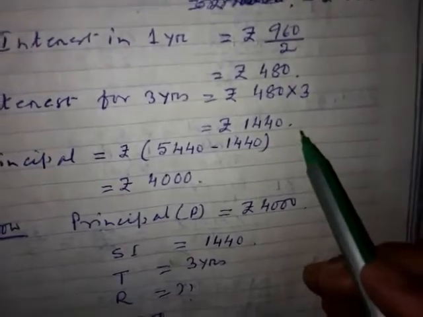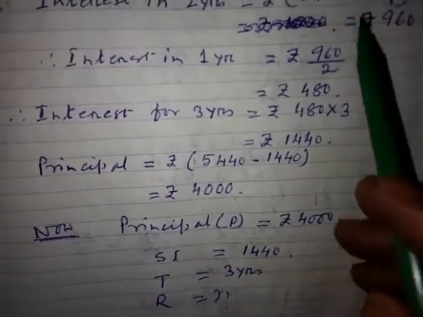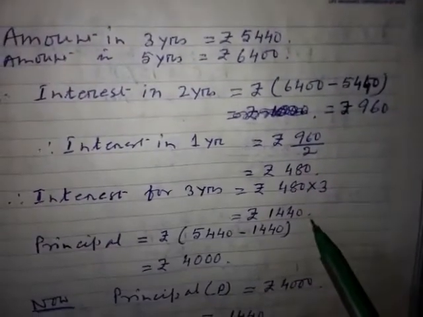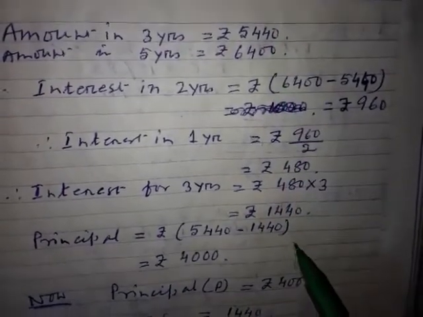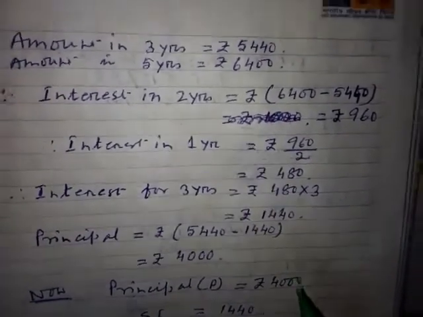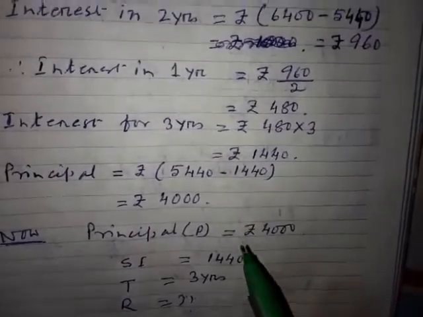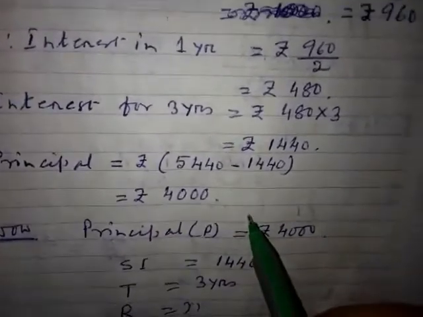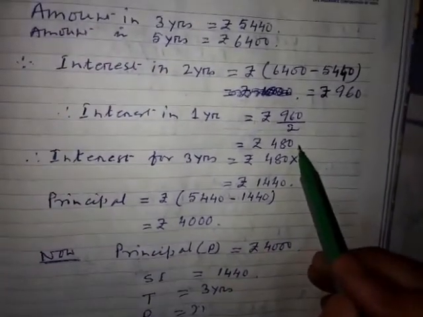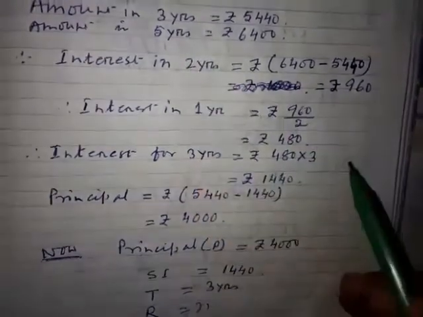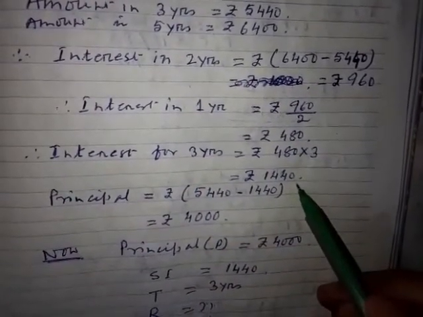Now, I calculated the interest of the first case. If I know the interest, then this is the amount. So amount minus interest, are you going to get the principal or not? So in the first case, interest for 1 year equals 480. Therefore, interest for 3 years equals 1440.